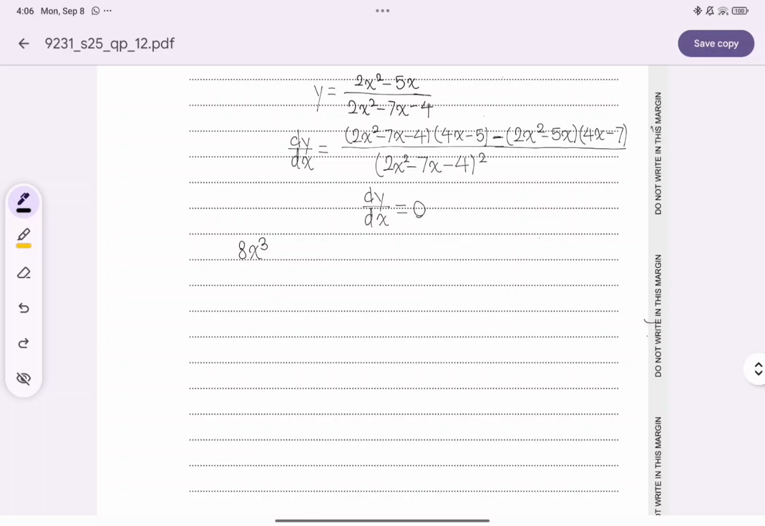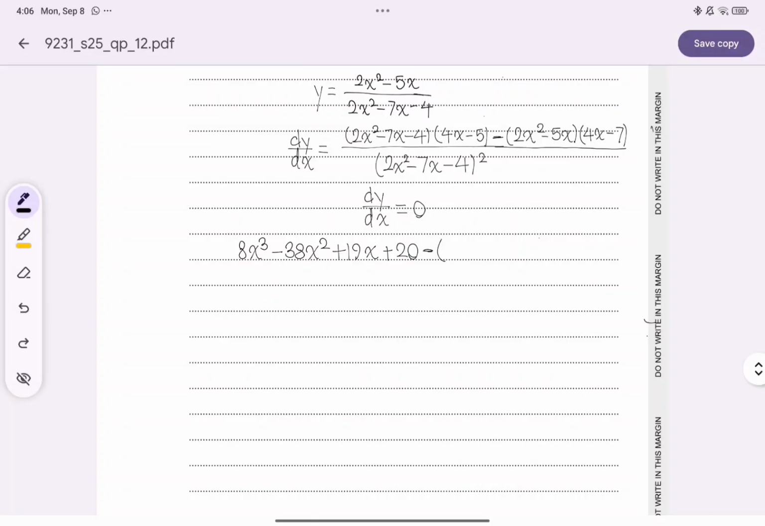So minus 10x squared minus 28x squared, that's minus 38x squared. And now to find the x term, just minus 7x times minus 5, which is 35x, and minus 4 times 4x, which is minus 16x, which is plus 19x, and then minus 4 times minus 5, which is 20.